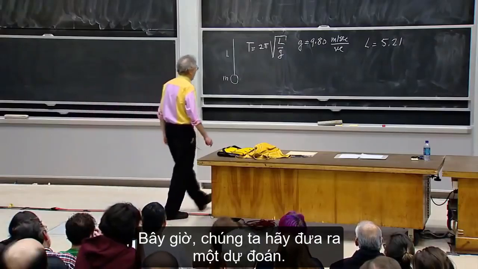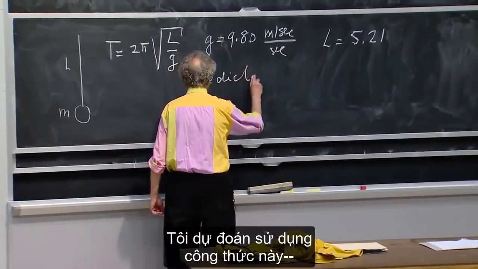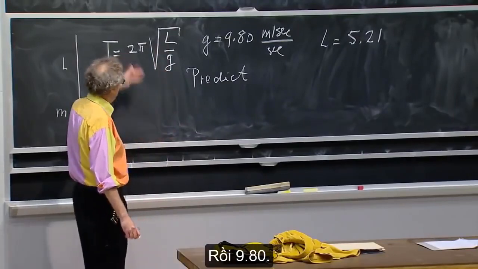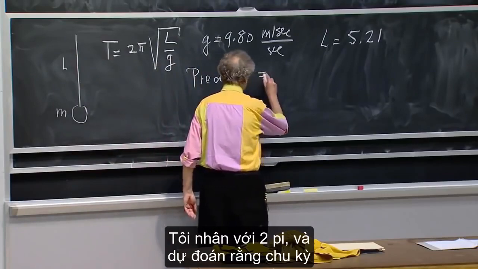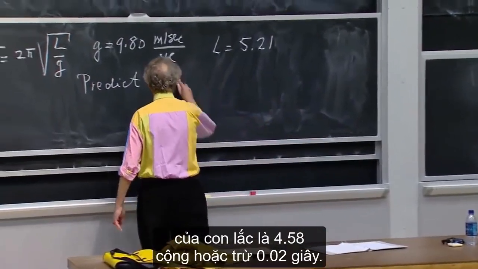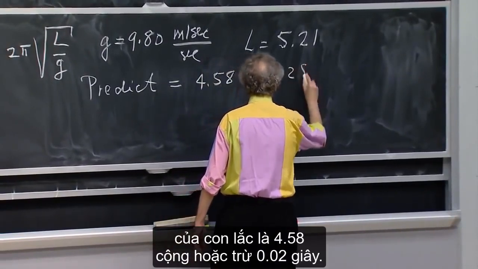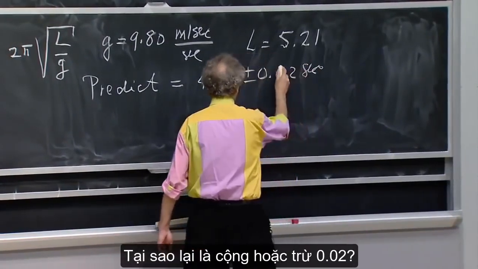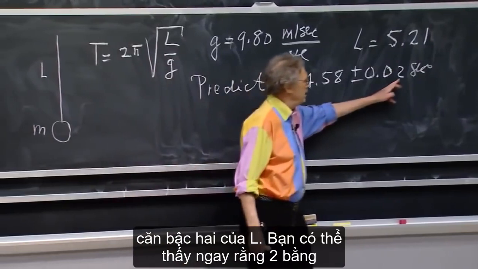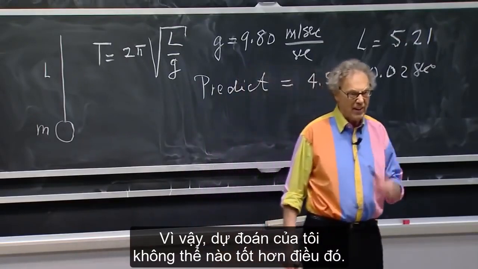So now I can make a prediction. So I predict using this equation. That's all I do. I put in 5.21. I put in 9.80, I multiply by 2 pi, and I make the prediction that the period of that pendulum is 4.58 plus or minus 0.02 seconds. Why the plus or minus 0.02? Well, that is the 0.5% uncertainty due to the square root of L. And you can immediately see that 2 is about 0.5% of 458. So my prediction can be no better than that.